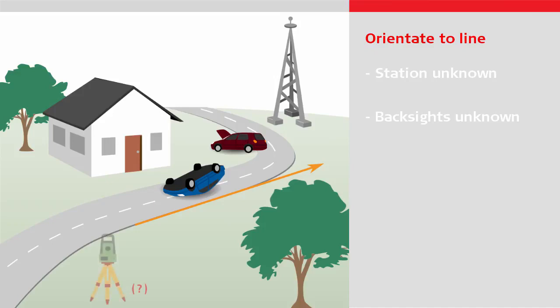So in this method, the total station can be located anywhere which is suitable. It is then simply needed to measure to 2 points. These 2 points define the northing or easting axis, with the first measured point being given the coordinates 0, 0. All subsequent measured points are then related to this axis. That is, in our example, related to the edge of the road.